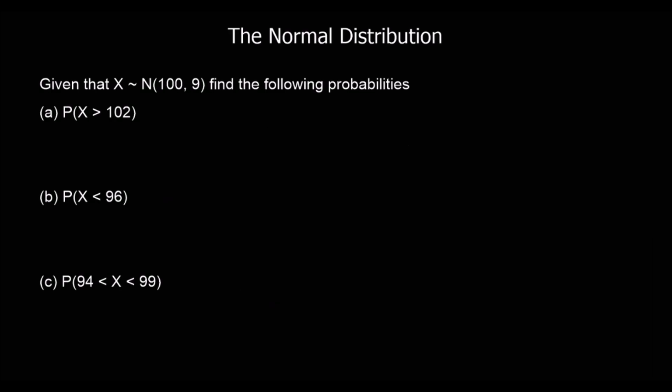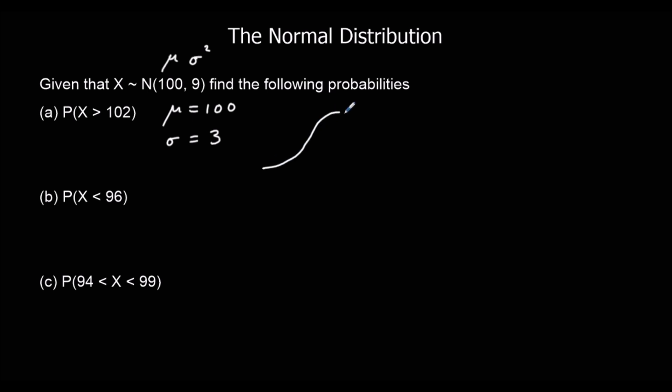Okay, here we've got a question. Given that X is distributed, so this squiggle means distributed, and the N means normally, and the first number here is the mean, and the second number here is the variance. So given that X is distributed normally with a mean of 100 and a variance of 9, a variance of 9 means the standard deviation is square root 9, so 3. Find the following probabilities. The first one, the probability that X is bigger than 102.